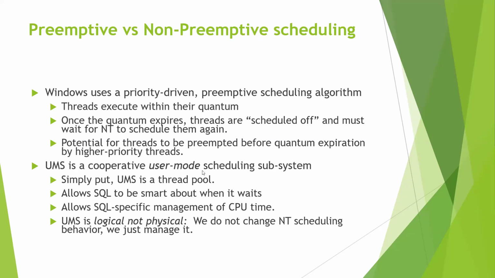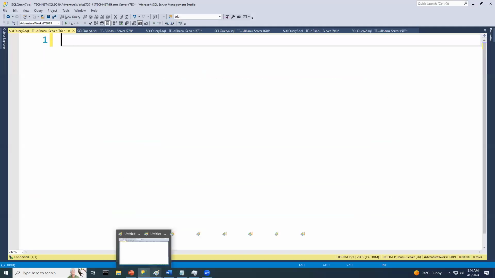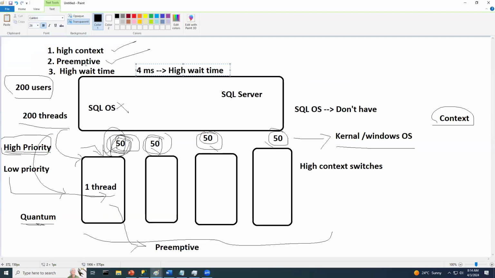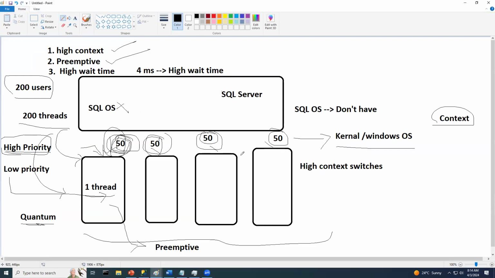Now, if there is a Windows operating system, why do we require a SQL OS? The reason we have SQL OS is that, as we were talking about earlier, we are exposing all 200 threads at the CPU level or the kernel level. All these threads have to wait, and the quantum happens every 4 milliseconds, and it is CPU intensive because everything has to do context switches. Every thread has to perform a context switch as soon as it completes 4 milliseconds of its execution. High context switches can lead to high CPU utilization, and the thread also has to wait for its turn to execute.